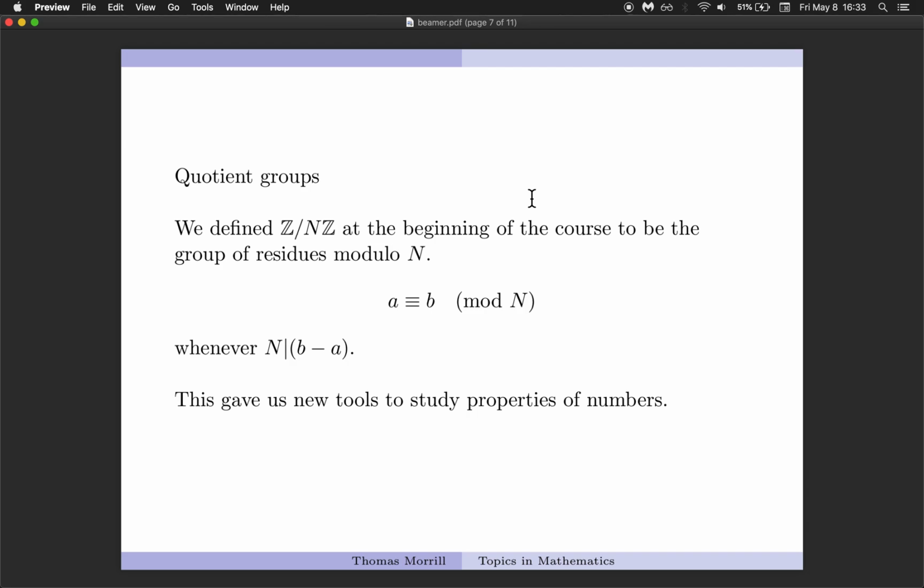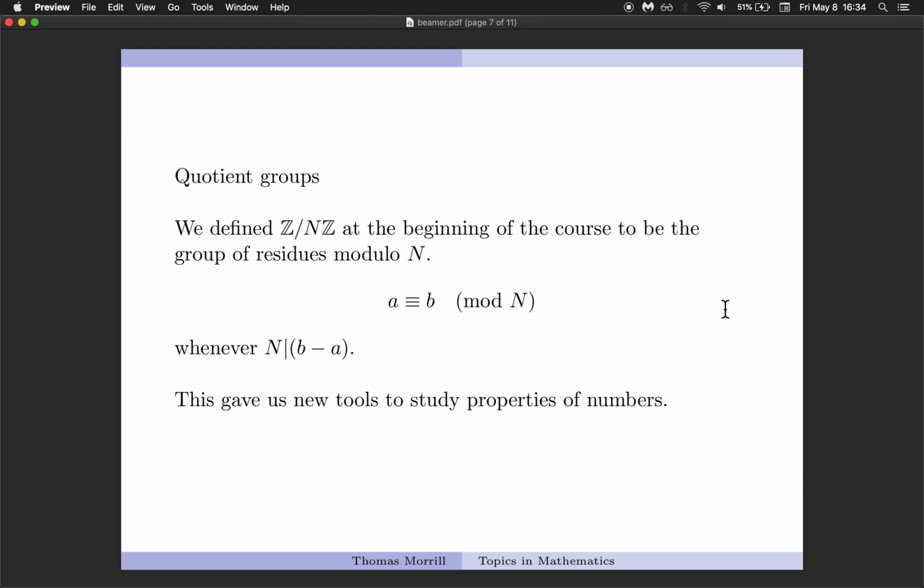So for integers, we said that Z mod nZ, which is a group, we didn't know it at the time, but it's a group. Z mod nZ is the group of residues mod n. And the new rule is that a will be congruent to b modulo n whenever n divides b minus a. So we haven't seen our division symbol in a while. It's good to see them back.